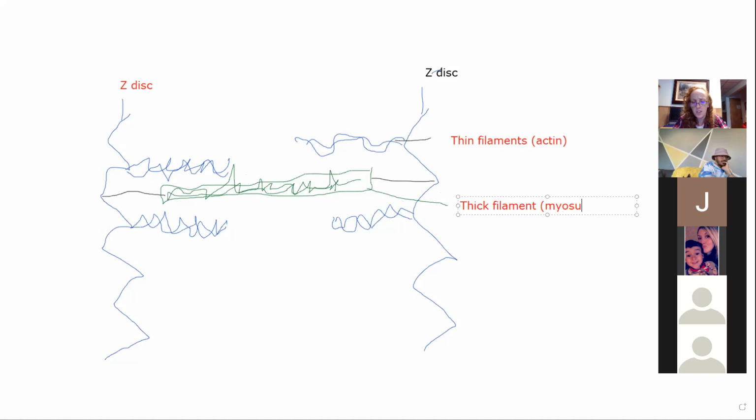One thing that we'll also talk about is that this attachment point where the myosin attaches to the Z disc is called titin, because it was named titin because of its strength. So it is what attaches the thick filaments to the Z disc.